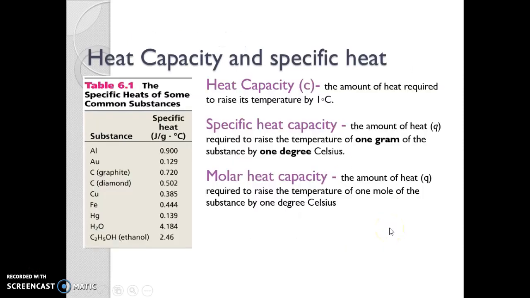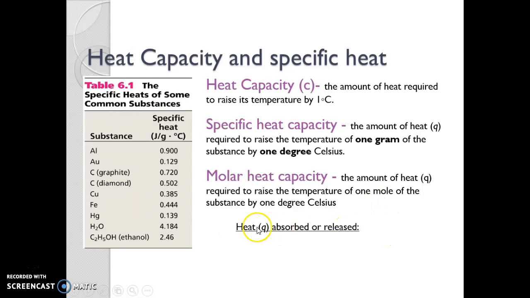All right, so in order to do that, we have to apply a heat constant called heat capacity or specific heat capacity. In all three cases, it is simply the amount of energy required to change a substance by 1 degree. Heat capacity doesn't specify quantity of material. Specific heat capacity uses 1 gram of material, and then molar heat capacity is the expression of 1 mole of material. And you can see some heat capacities of various substances here in this table.